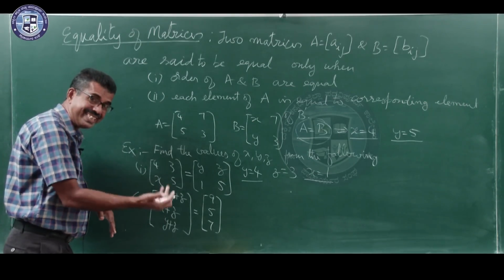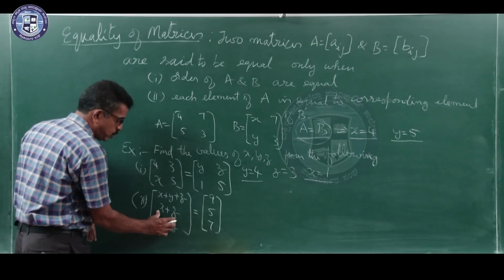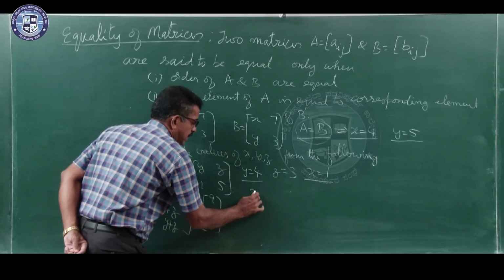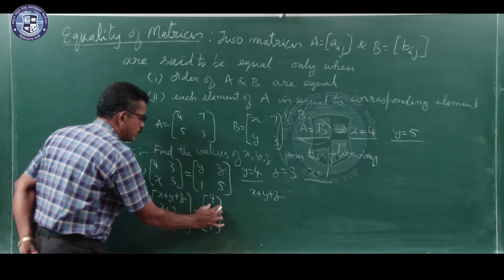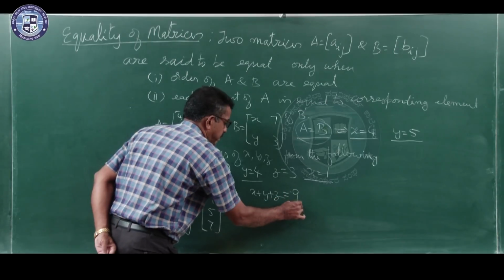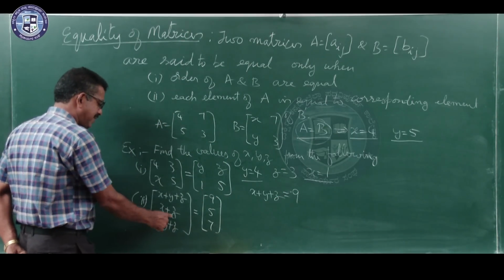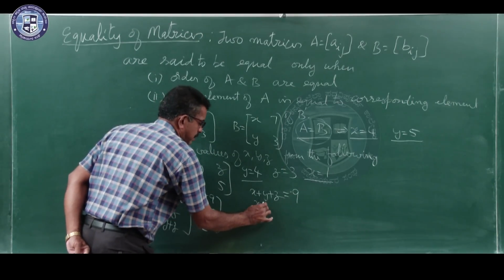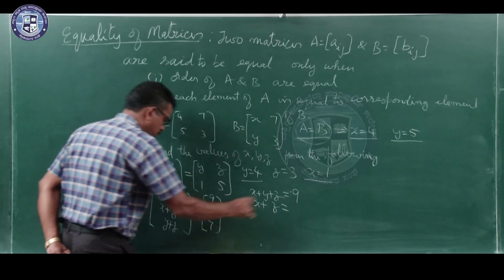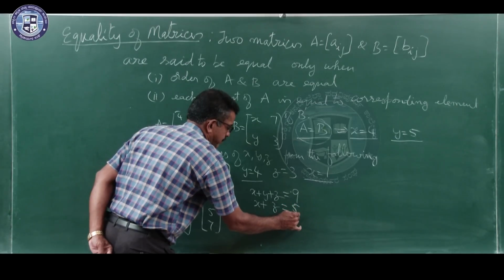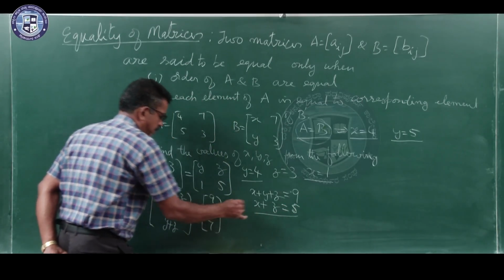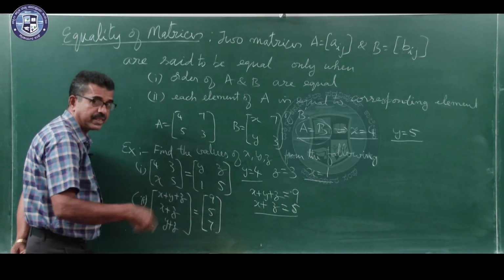How easily can one find it? Just observe here, it is x plus z. Let me write first, x plus y plus z. The first element should be equated to this one, so it is equal to 9. Let me write the second expression: x plus z is equal to 5. So let me stop here. Let me compare the third one a little later.